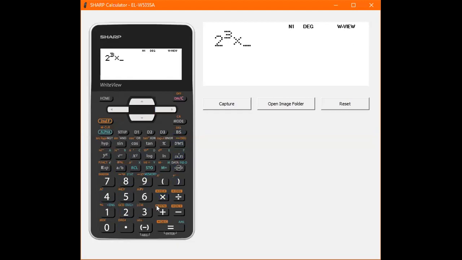And if I times it by the same base, we know that when we have the same bases and we multiply, we add the exponents. So let's prove that to our students.